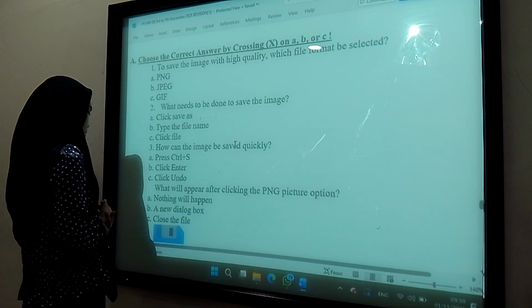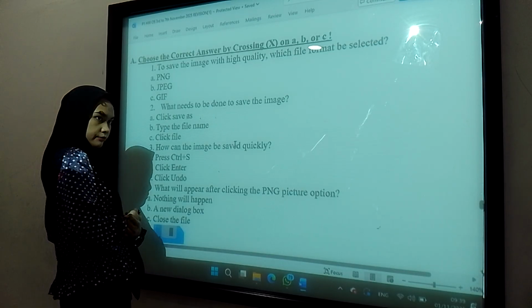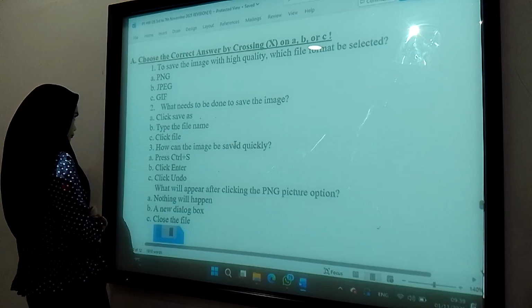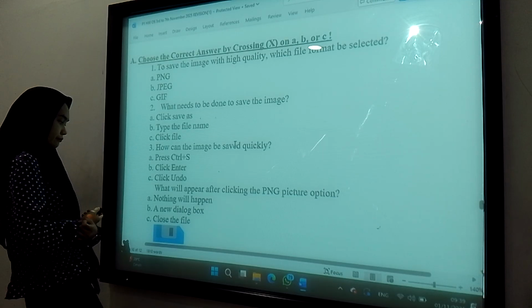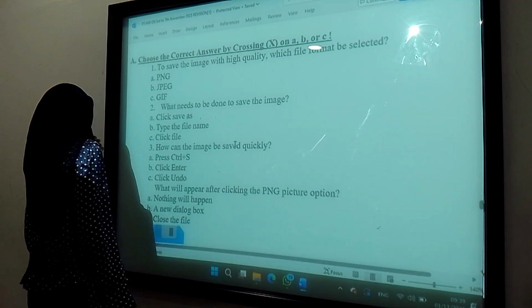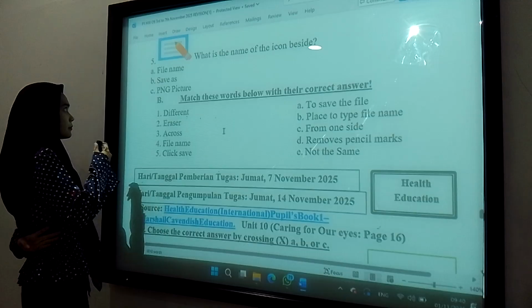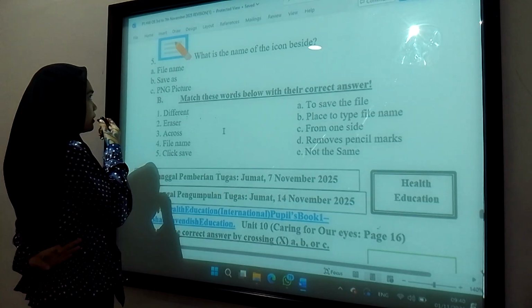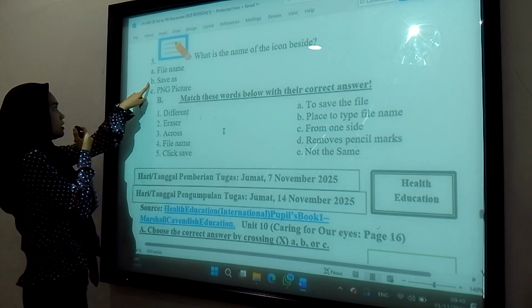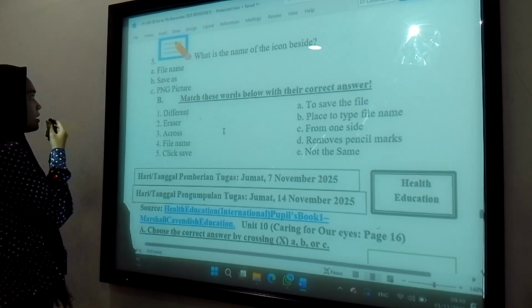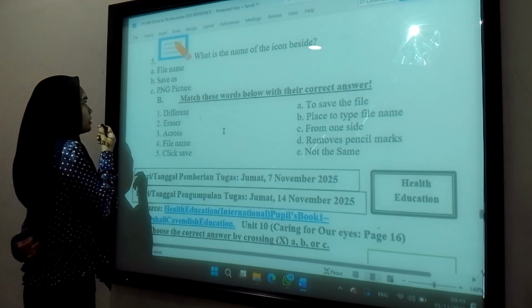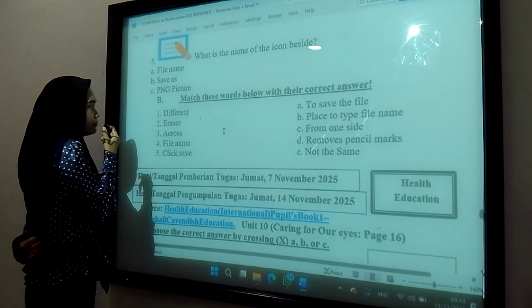Okay, let me check first. Click, we need to save the image. Control S and a new dialog box. Next, number five. What is the name of the icon beside it? The answer is B, save as. Yes.